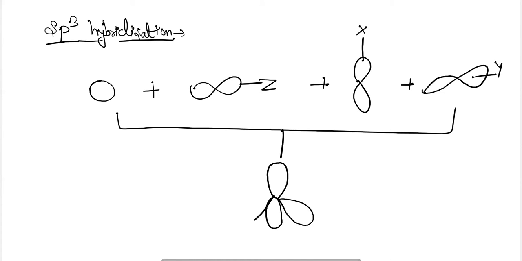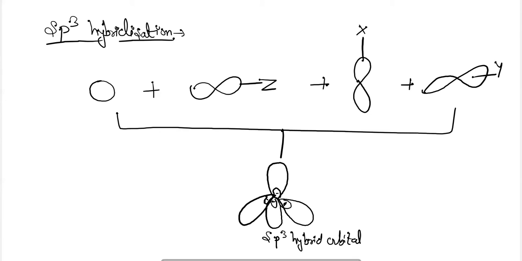The shape of the sp3 hybridized orbital will be something like this, with a node here, minus sign, node here, minus sign, node here, minus sign, and the node here, minus sign. Okay, these are the tetrahedral shape. It is obtaining a tetrahedral shape here, and it is the sp3 hybrid orbital.